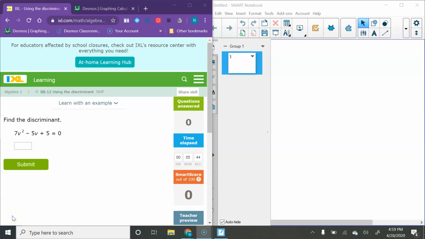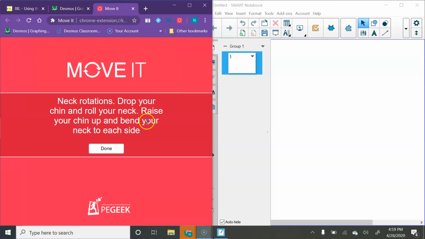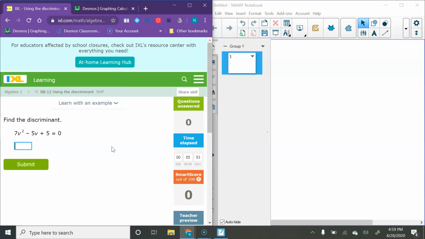Alright, I'm going to just walk you through finding the discriminant and how to use it for IXL here, in case you had some trouble with what we learned yesterday.